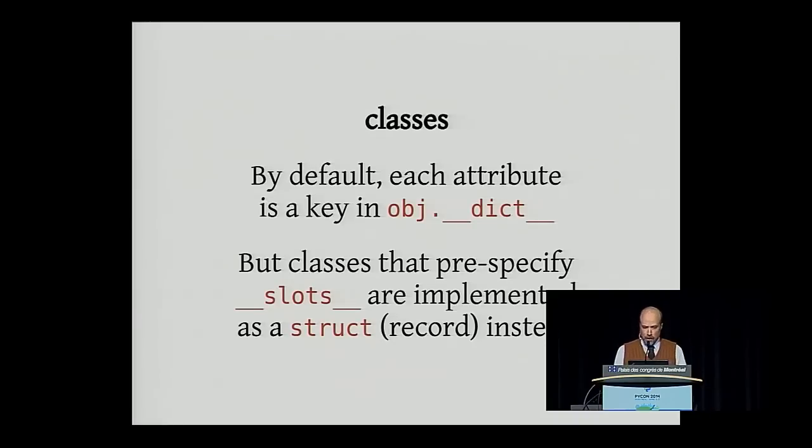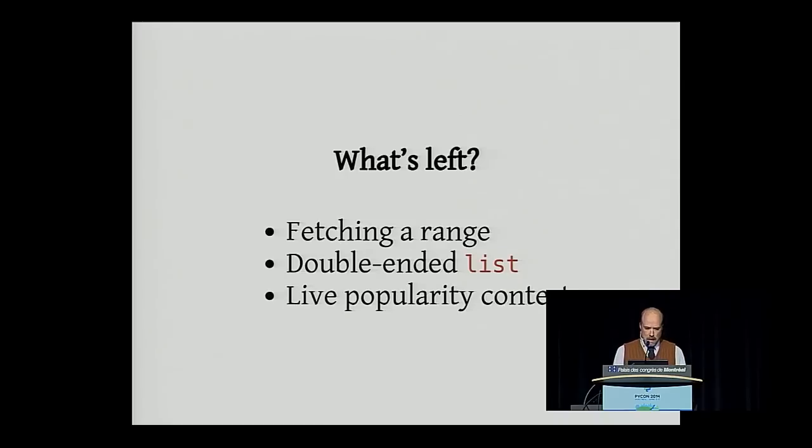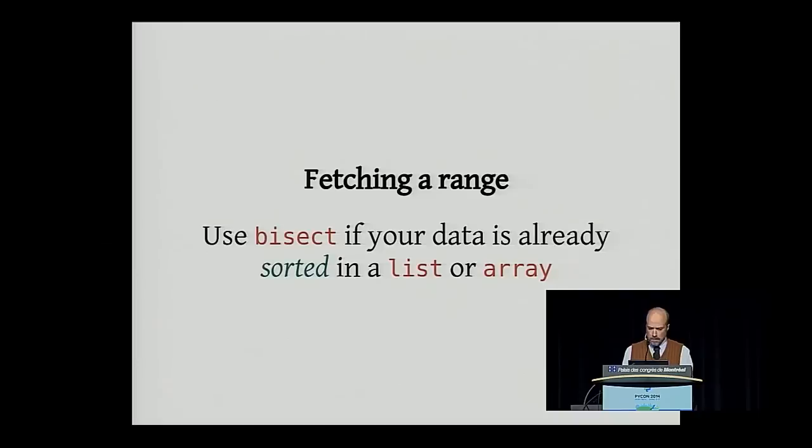Classes, I should mention, are by default implemented with a dictionary. Each attribute is a key in a hidden dictionary, but you can turn it into a record. You can turn it into one of those really efficient data structures I showed you at the beginning by pre-specifying slots. I'll let you look that up in the documentation if you want to know how to have millions of objects that are stored a bit more efficiently. Well, those are the main data structures. Those are our workhorses. Those are what we use. What's left? A few other little topics I'll touch on here.